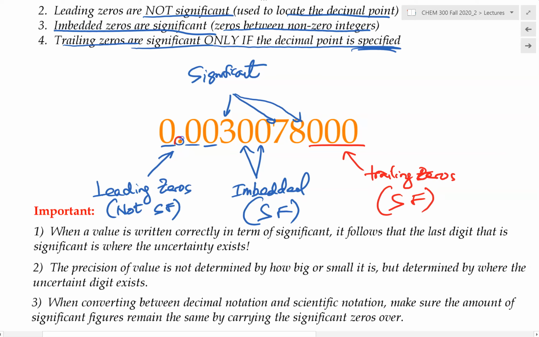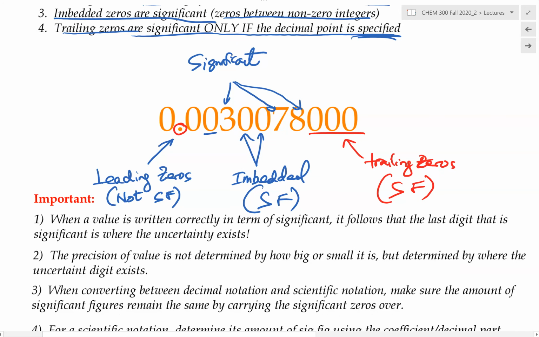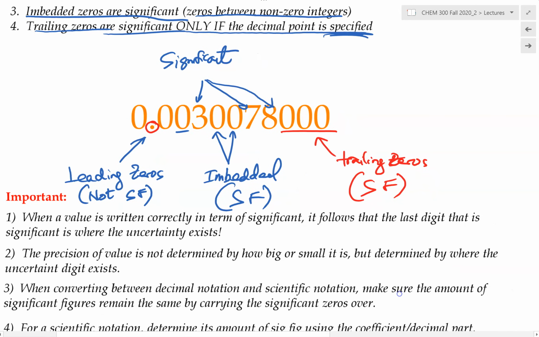Why? Because the decimal point is actually specified in this value. So there it is, we see a decimal point. This number right here has a specified decimal point. So therefore, these trailing zeros would be significant. And now, when we count how many significant figures there are, we count all of the values that are significant. So we can see that this 3 is significant, this 2 zeros are significant, this 7, this 8, and all of these zeros are significant. So overall, this value has 8 significant figures.